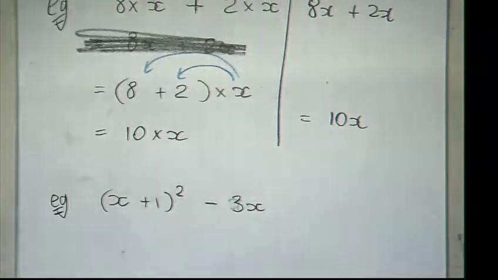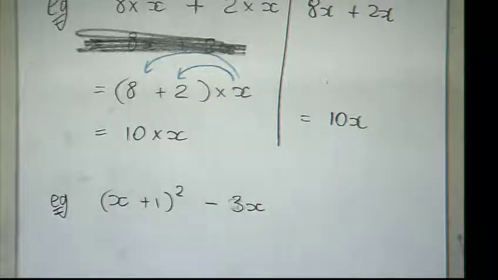Okay, this is just a random example. x plus 1 squared minus 3x. Okay, there are 2 x's here. They're the same letter, so they represent the same number. I just don't know what that number is. And I need to try and figure out if there's a better way of writing this that's easier to write.